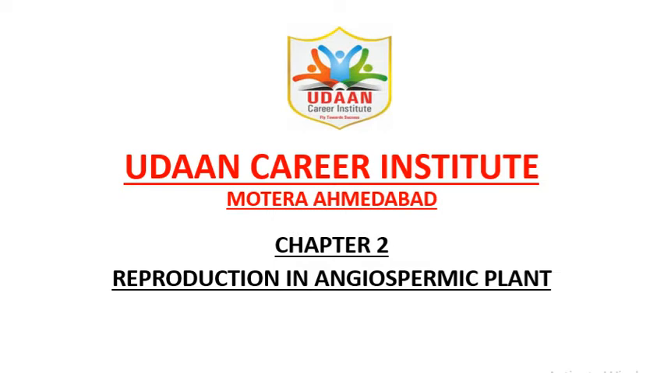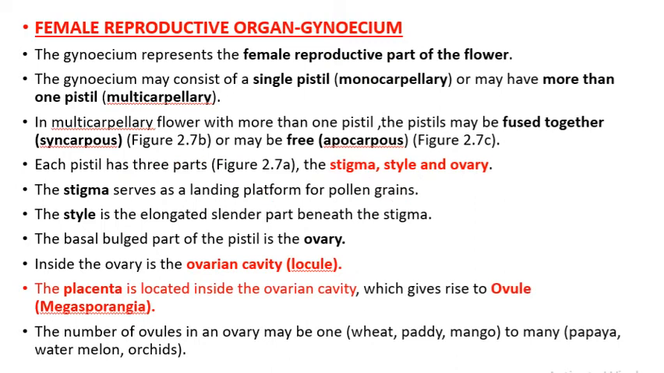In today's class, we will continue with chapter 2, that is reproduction in angiospermic plants. As all of you know, in the last class we covered the structure of pollen grains and viability of pollens. In today's class, we will start with another topic, that is the female reproductive organ. It is also known as gynoecium.